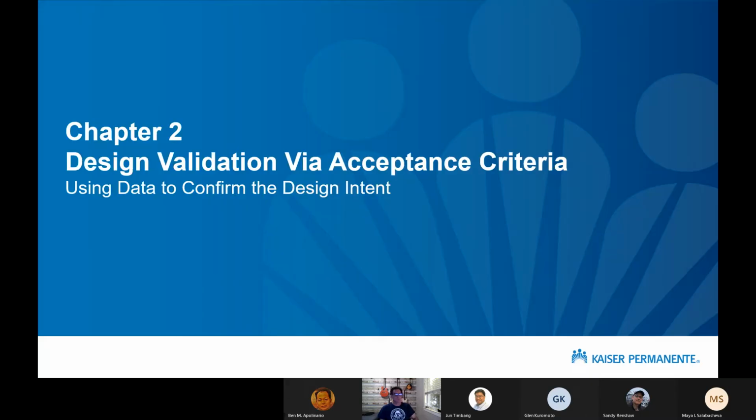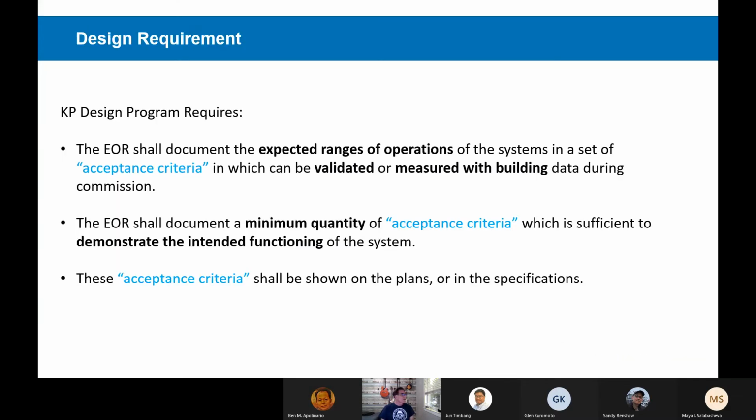Okay, so that takes us to chapter 2, where we're going to talk about design validation and acceptance criteria. For plant maintenance work, our requirement is that the engineer of record documents the expected range of operations for the system in a set of acceptance criteria. Those acceptance criteria need to be in the contract documents, and we are going to directly measure them during commissioning.